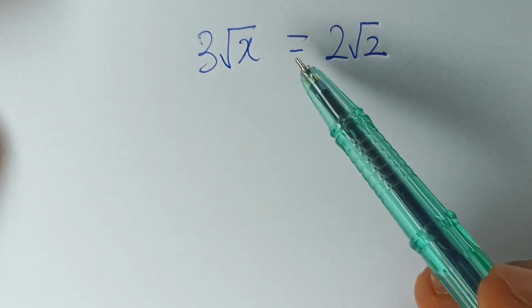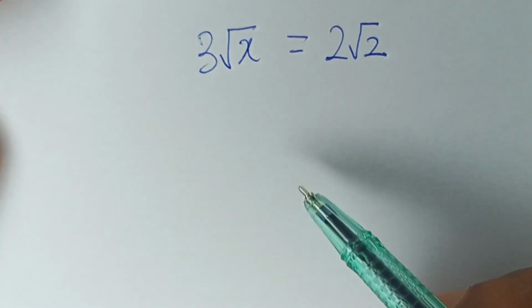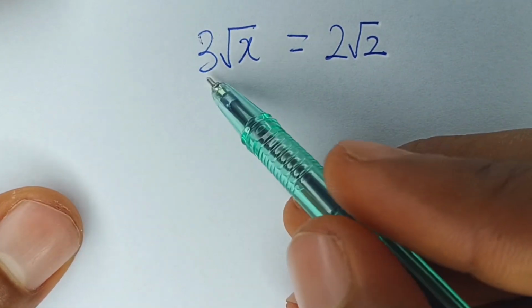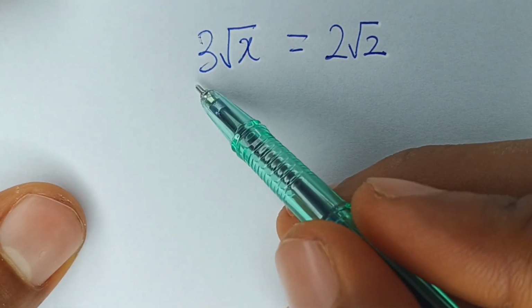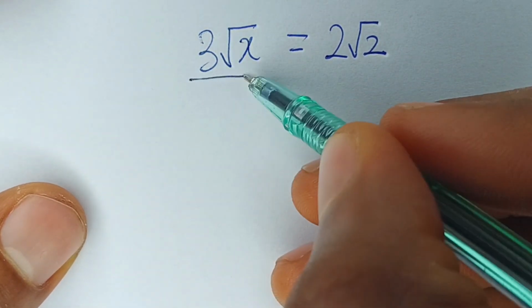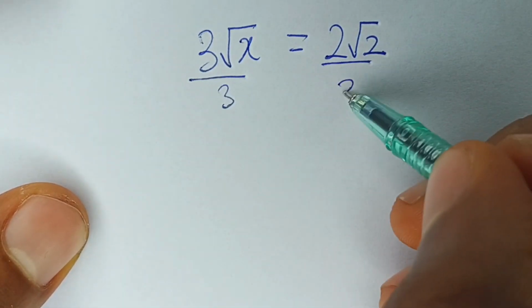3 root x is equal to 2 root 2. Okay, how do we solve this? Now, first thing to do here is to divide both sides by 3. So we are going to have 3 here and 3 here.